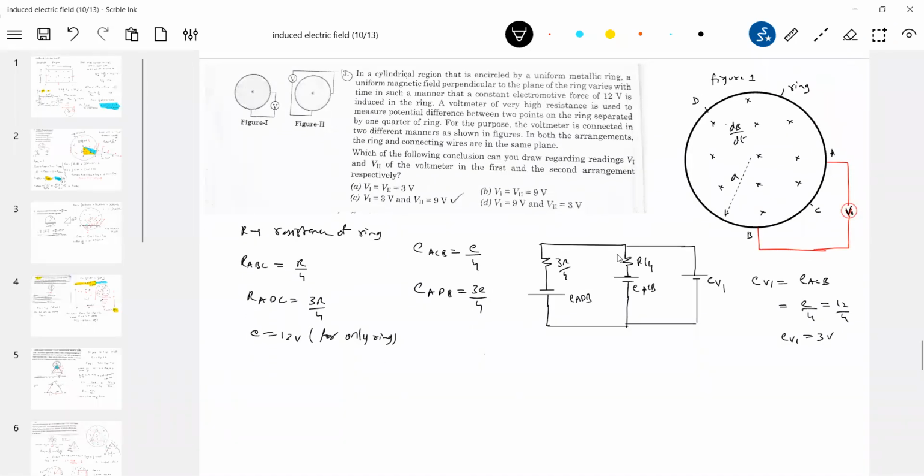In this case, EV1 will be less than 3 volt now, sir. Constant EMF of 12 volt is induced in the ring. A voltmeter of very high resistance is connected. You mean to say current I will flow, then there is a potential drop across the resistance, yes. There's a circuit diagram to make you understand. So the net EMF induced will be this much.